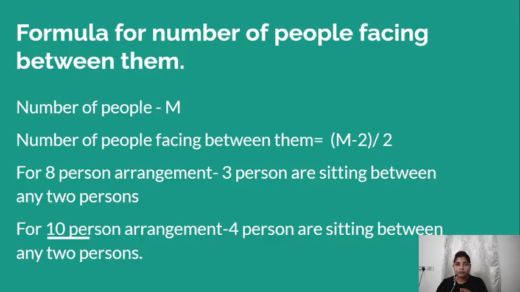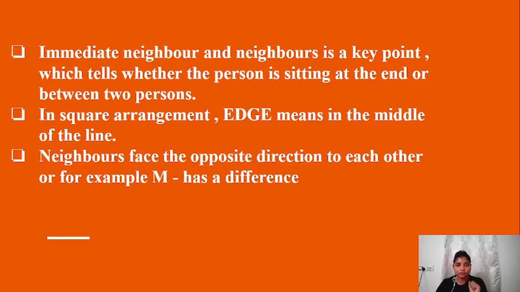This is very, very important, because nowadays, while writing the gist or summary or conditions, we will not write that these people are facing each other. We will keep in mind that 3 people are sitting between them, or 2 people are sitting between them, or 4 people are sitting between them, right? So this is a very important thing to know.